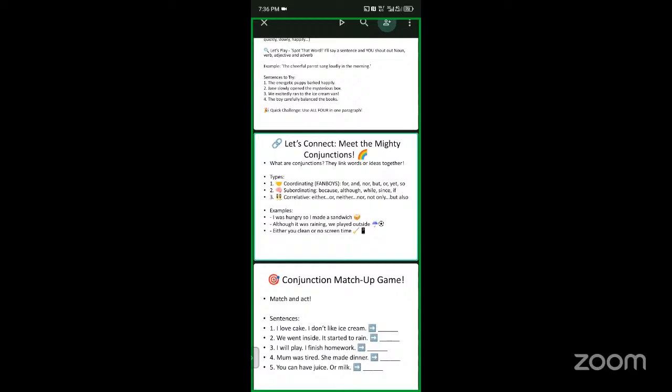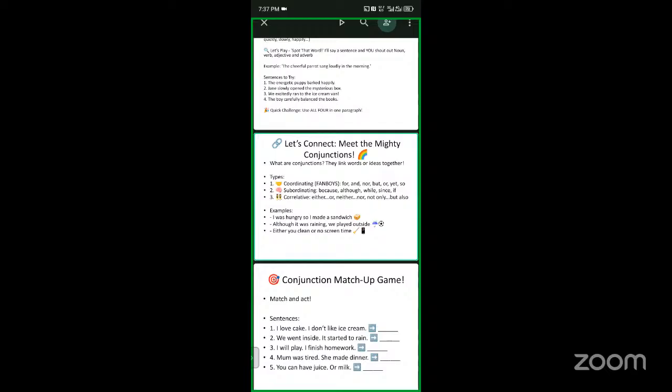Correlative is the third type, and this one, you just need to think pairs whenever you hear correlative. Pairs. Okay? They always go in pairs, they never go alone. So either or. Either you clean your room or no screen time. Either you read your book or you will not pass.